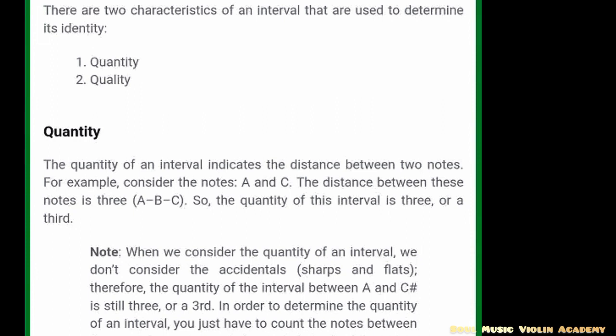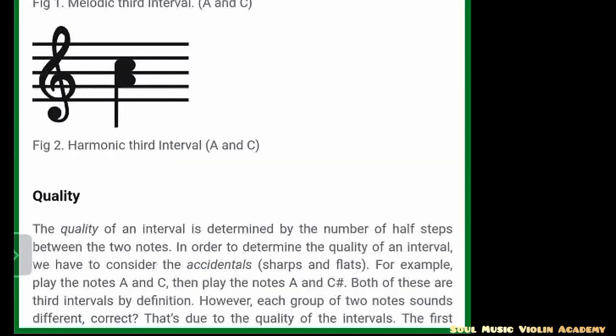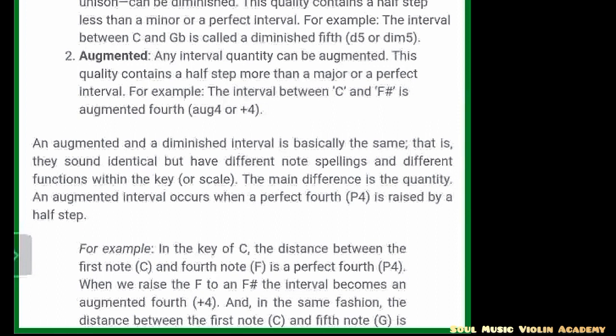The quality of the interval is determined by the number of half steps between the two notes, so accidentals matter at that point. A to C is 3, and A to C sharp is also 3, but while the quantity is the same, the quality is different. They don't sound the same. A to C is called the minor interval, the minor third, while A to C sharp is called the major interval. In solfa notation, A to C is Do, Me, and A to C sharp is Do, Mi, if you take A as our tonic, A as the Do.